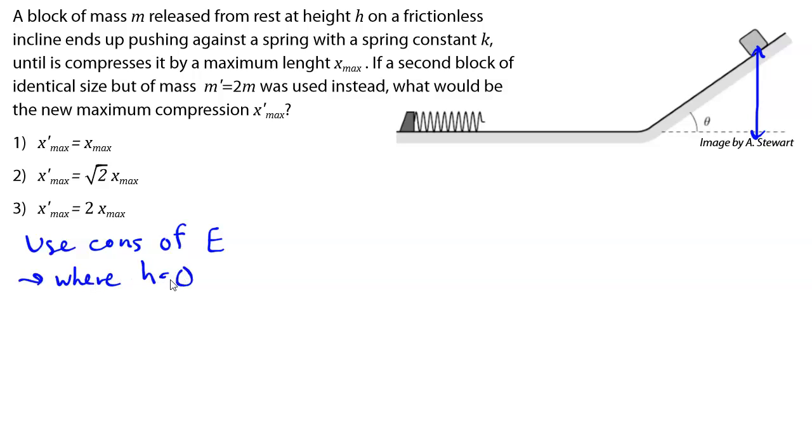So where is h equal to 0? The easiest for that kind of problem is probably to put the height to be 0 on the ground. So if height is 0 here, then the height will be equal to h where the block is initially.